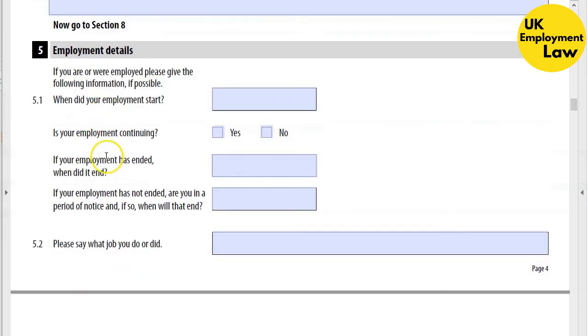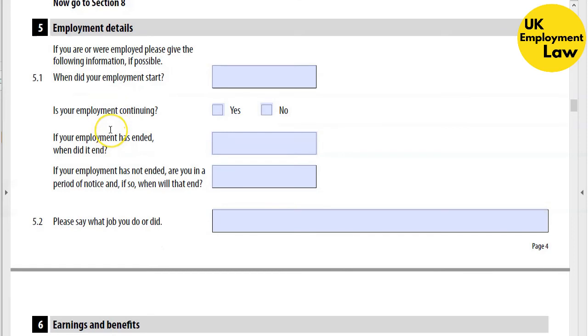Section 5. In this section, provide your employment details, whether you are still employed or your employment has been terminated. In 5.1, look at your contract of employment, which should state your start date. If you do not have a written contract, your first pay slip or first pay transfer to your bank may assist you to figure out your start date.